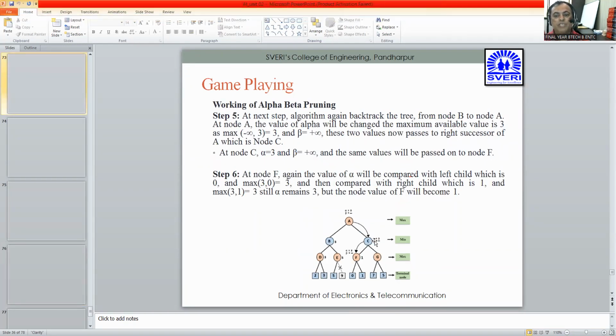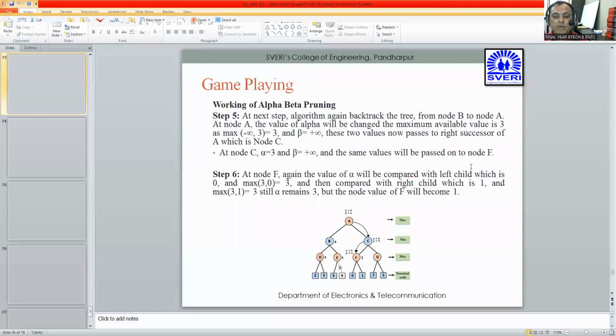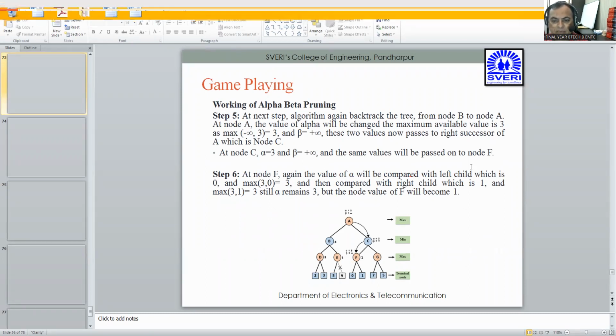Now from A to C, what will happen? Alpha is equal to 3, beta is equal to infinity, because we are on the right side. So alpha is equal to 3, beta is equal to infinity. Now when we move to the right side, we'll be having alpha equal to 3 and beta equal to infinity. From C, it will move to F. Again, alpha equal to 3, beta equal to infinity. Now in this case, it will be having a 0 and 1 value.